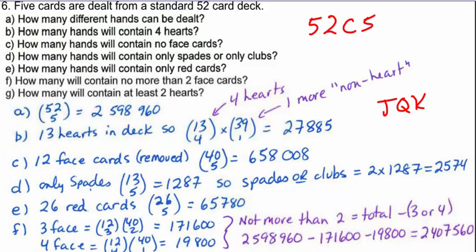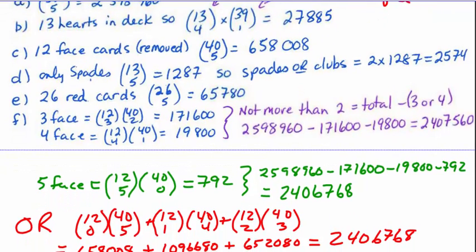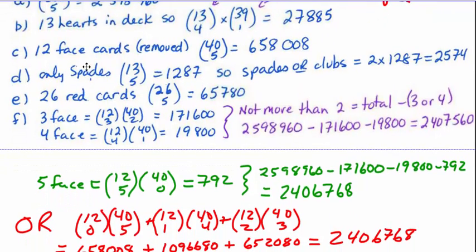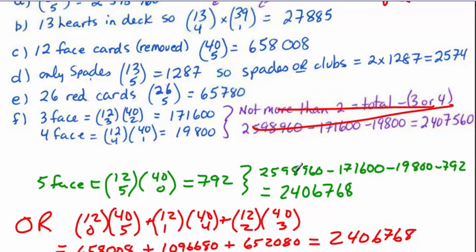Okay, so moving on to F, it looks like I somehow messed it up a bit here. How many will contain no more than 2 face cards? It looks like initially I handled the case of 3 face cards and 4 face cards, but somehow missed the fact that, of course, 5 face cards is a possibility as well. So, a little bit more complete a solution here. The posted solution I will change, but it was this. Actually, I guess I still want that to be showing up because it's part of my solution. But this is not quite complete at this point.